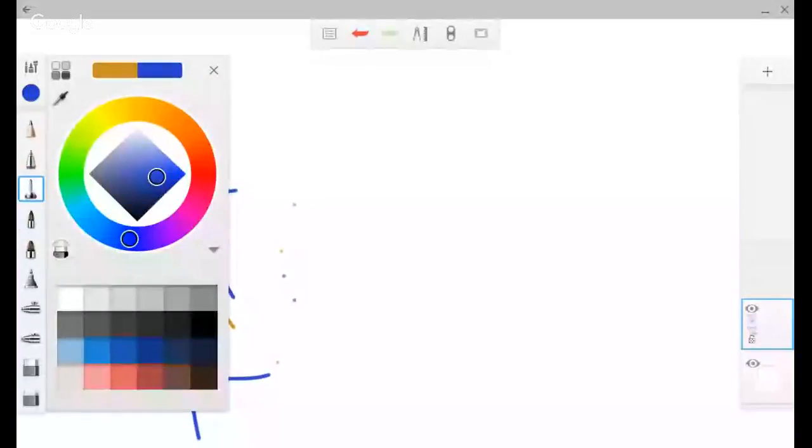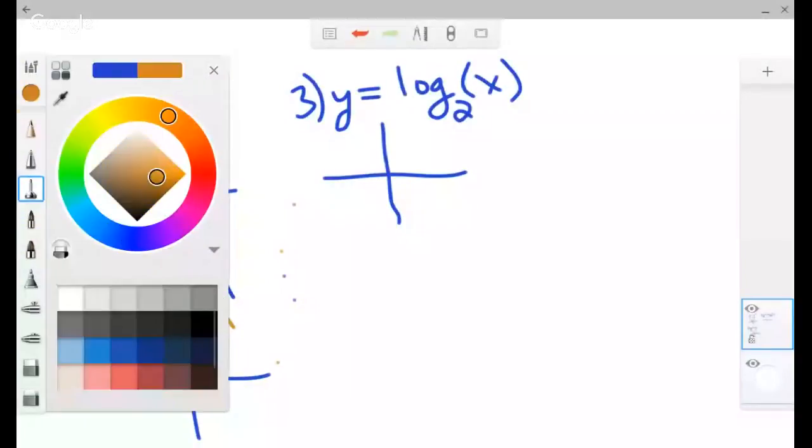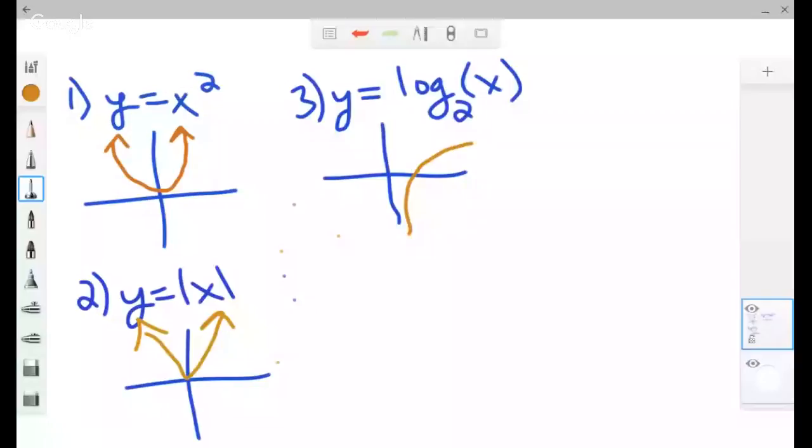Then we have y equals the log, and just think of any base. They all have the same kind of property, so I'm just going to pick base of 2. Okay. So a logarithm always kind of has a shape like this. Remember that logarithms have a vertical asymptote, right? So this one would have a vertical asymptote at x equals 0.